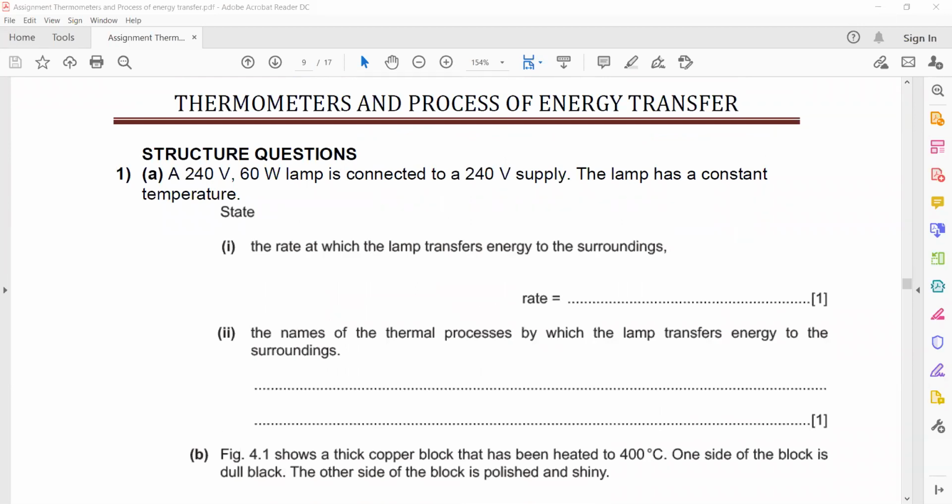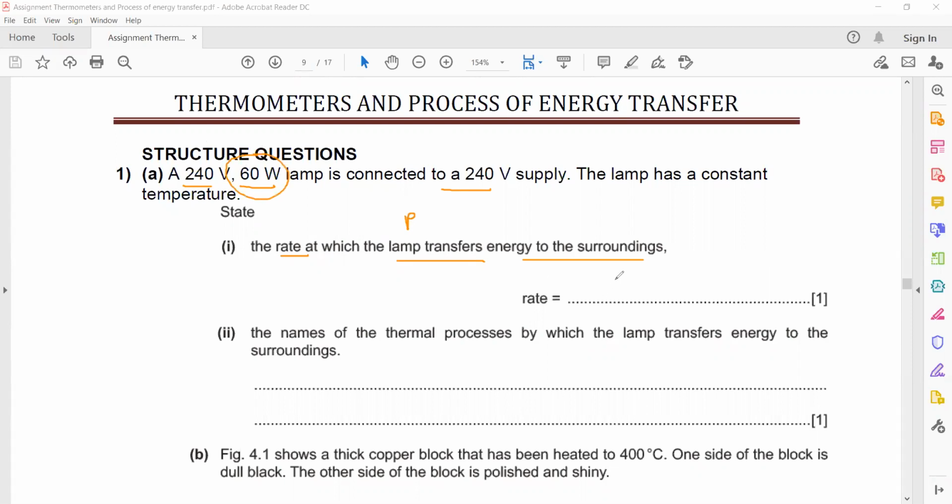So in this question, a 240 volt, 60 watt lamp is connected to a 240 volt supply. The lamp has a constant temperature. State the rate at which the lamp transfers energy to the surroundings. Basically, rate of energy transfer means power. So what is the power given in this question? Power is 60 here.